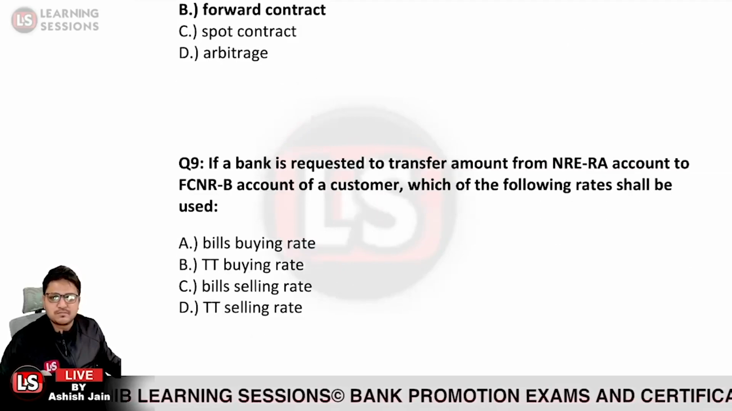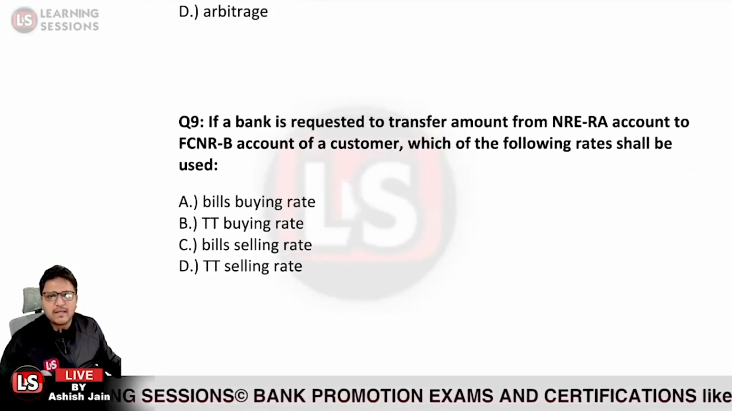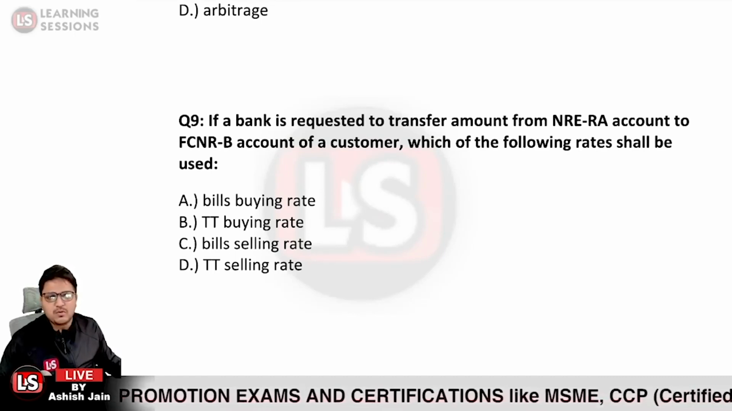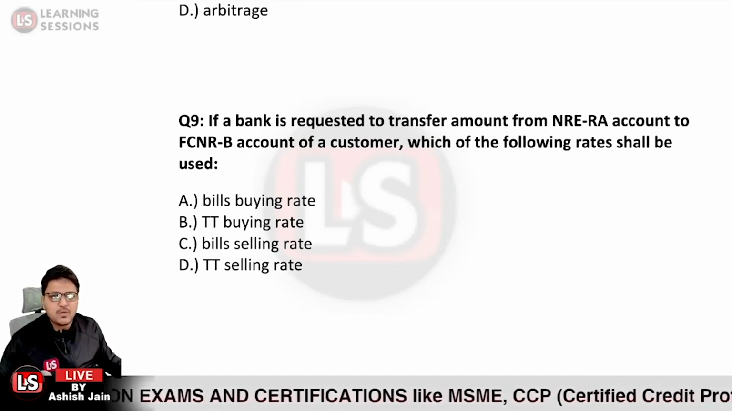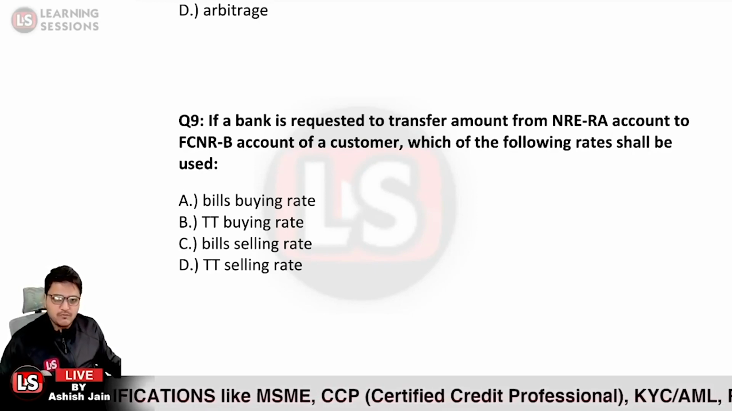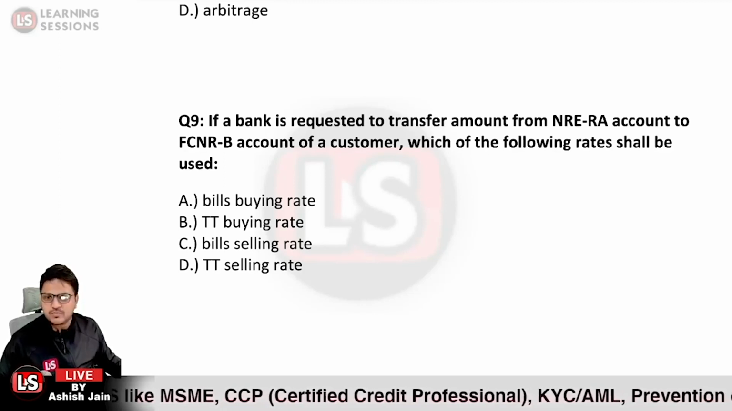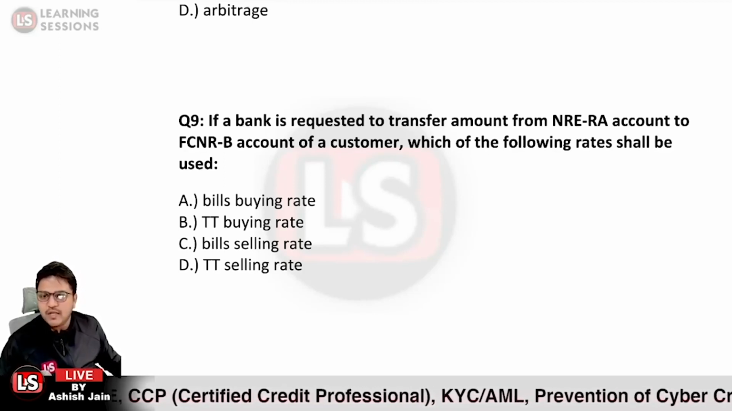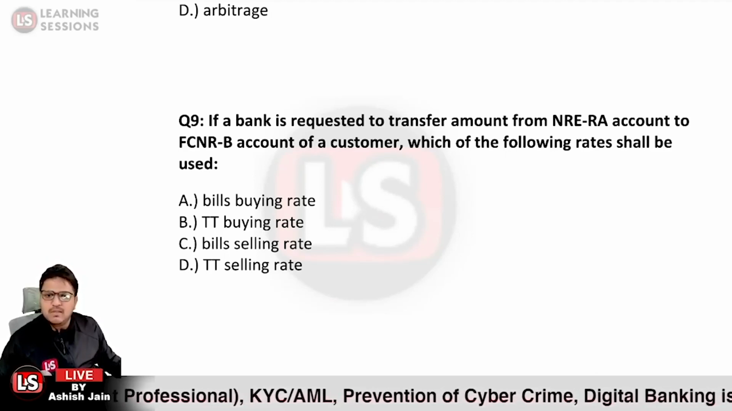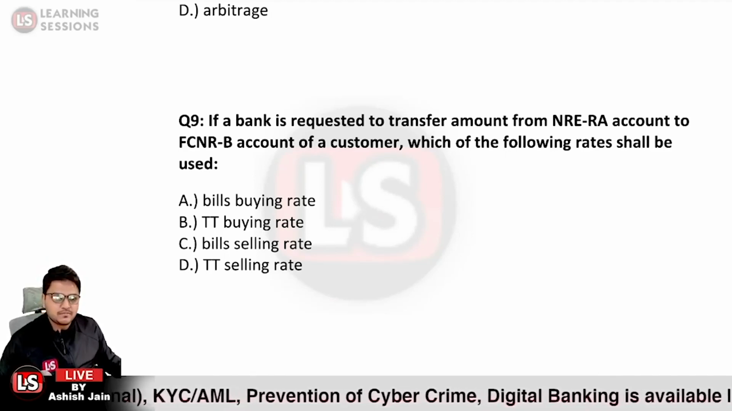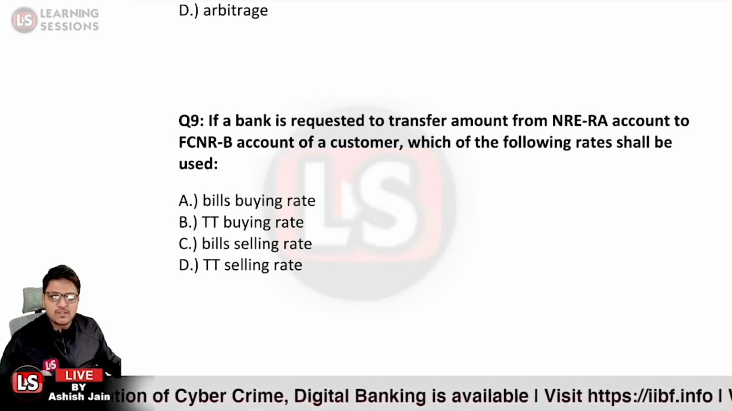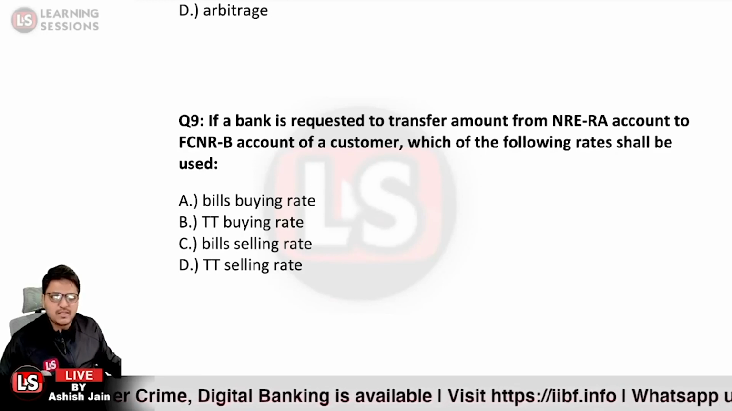Next question says, if a bank is requested to transfer amount from an NRE rupee account, non-resident external rupee account, to the FCNR bank account, that is foreign currency non-resident bank account of a customer, which of the following rates shall be used? Bills buying rate, TT buying rate, bills selling rate, TT selling rate. What would be the answer? Try to understand the question itself first of all, and kindly answer at the earliest.